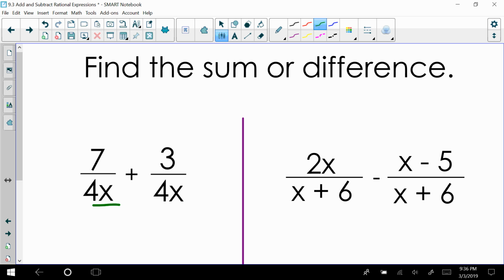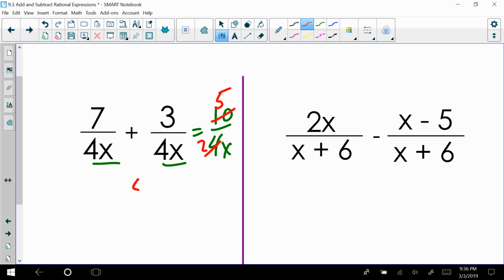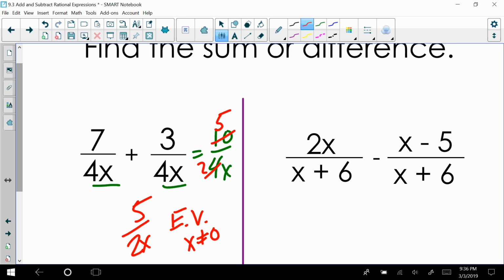Here, when I look at it, 4x and 4x, they already match. They already have a common denominator. That makes it easy. That's 10 over 4x. But from last class, we know that this 4 and this cancel. That's a 5 and a 2. So what's my final answer? Well, that's 5 over 2x. And what are the excluded values? What can x not be? Well, x can't be 0 here. Okay, so that's not too bad.